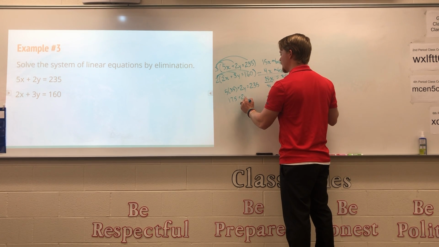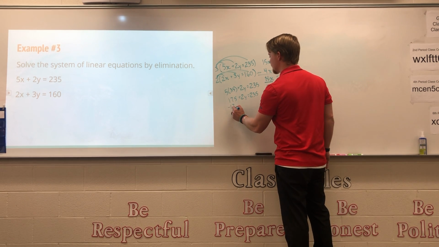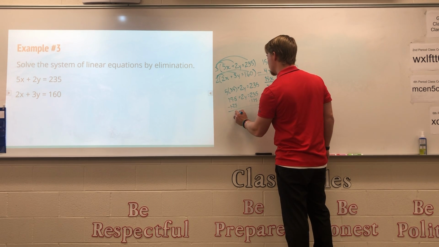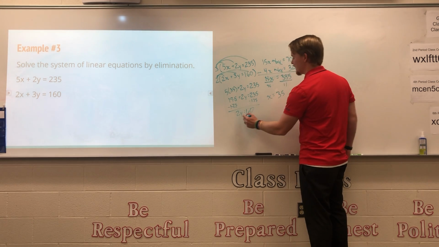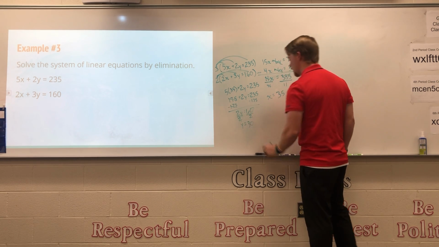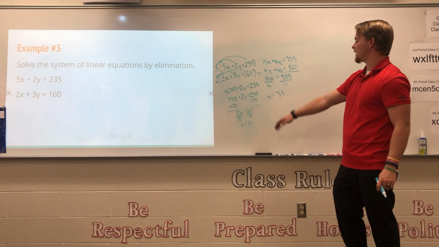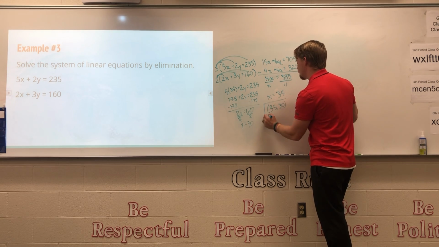Plus 2y equals 235. Now we're solving for y by opposite operations. Subtract 175 from both sides. We'll get 2y equals 60. Then last step, we divide by 2. Y will equal 30. So x equals 35, y equals 30. So our final answer would be 35, 30 as an ordered pair.